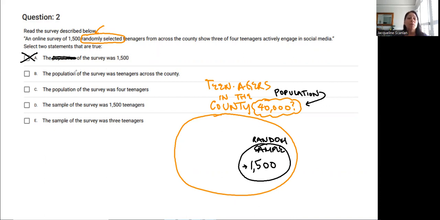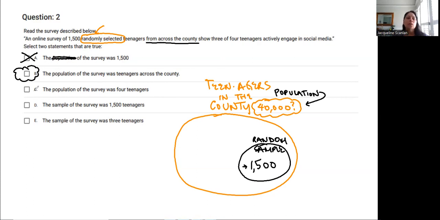Answer choice B says the population of the survey was teenagers across the county. Is that who was interviewed? Is that who was asked? And that is correct. It says an online survey of 1,500 randomly selected teenagers from across the county. So the population they were targeting was teenagers across the county. I think this is a correct answer.